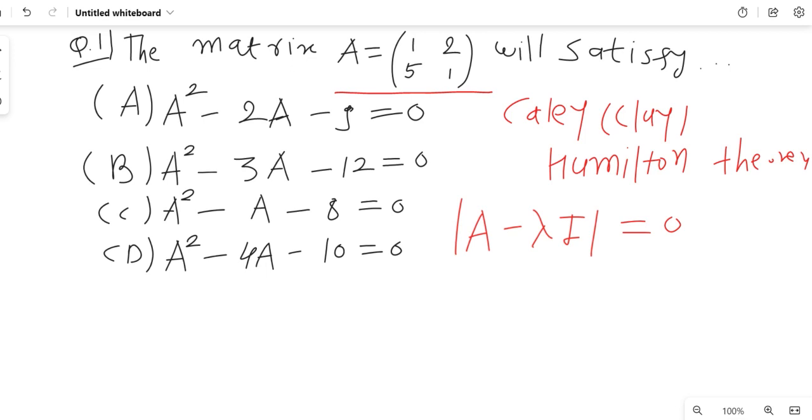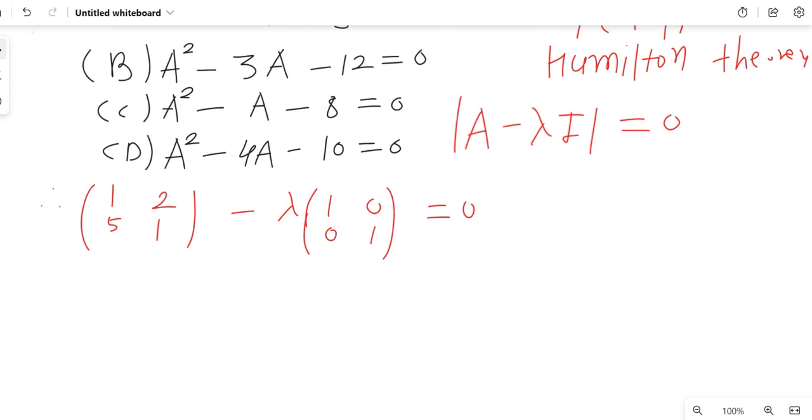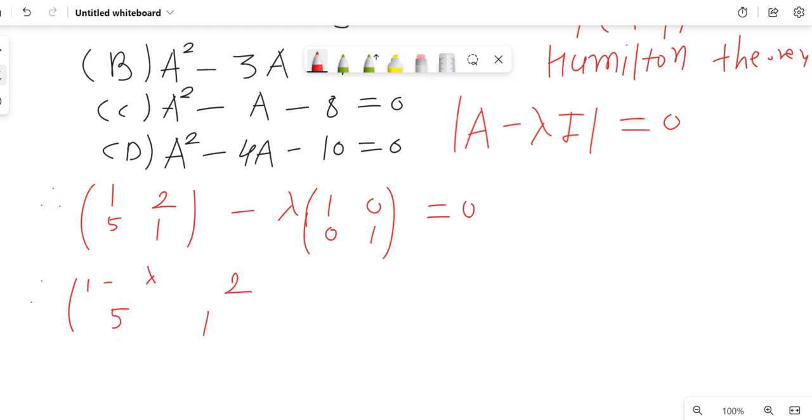Since this is a 2 cross 2 matrix, our I will be 1 0 0 1. So I write it here. Our A matrix is 1 2 5 1, minus lambda times I, which for a 2 cross 2 matrix is 1 0 0 1, equals 0. So it will take the form: 1 minus lambda, 5, 2, and 1 minus lambda, equals 0. So it will be (1 minus lambda) square minus 10 equals 0.